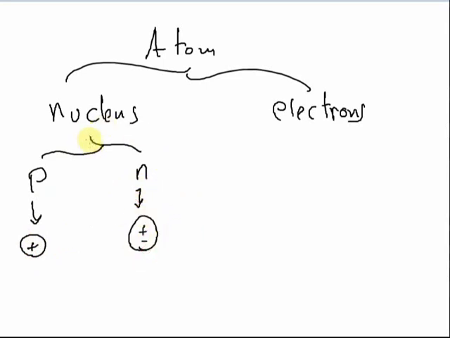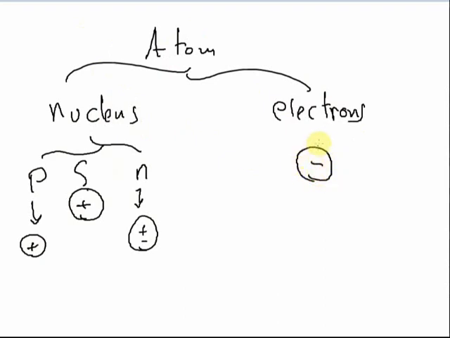Okay, so we can now conclude the charge of the nucleus. The charge of the nucleus is positive. Why is the charge of the nucleus positive? Because it contains positive protons and neutral neutrons, while the charge of electrons that revolve around the nucleus is negative.